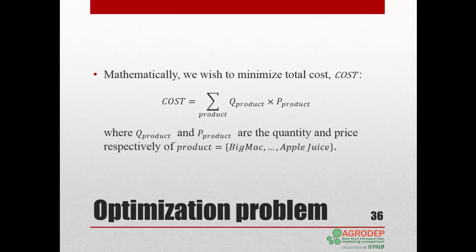We want to minimize total cost. Cost is expressed as the sum of all items consumed times their price, where Q is the quantity of items consumed, P is the price of each item in the menu, and product is the set of all items in the menu.